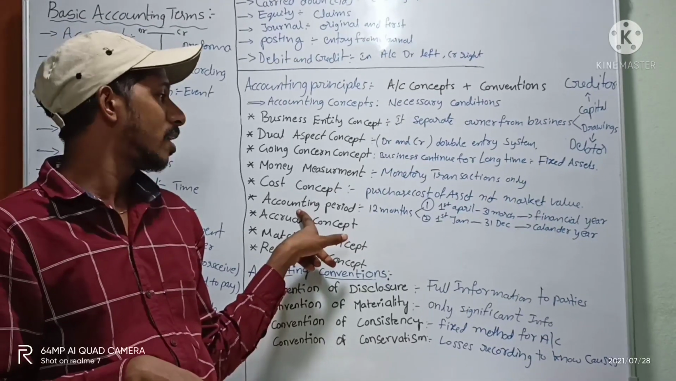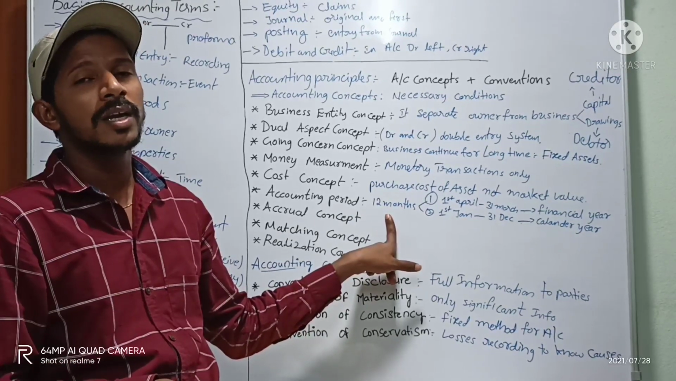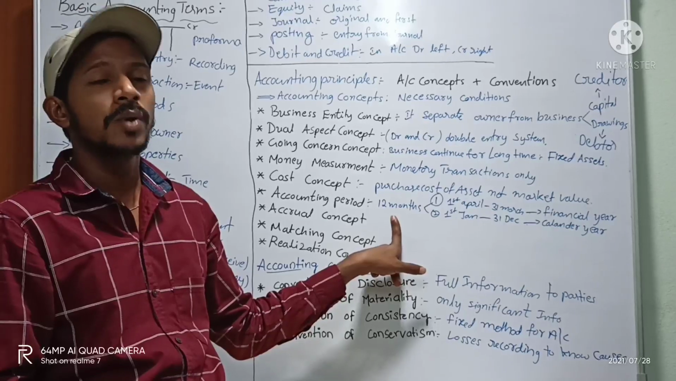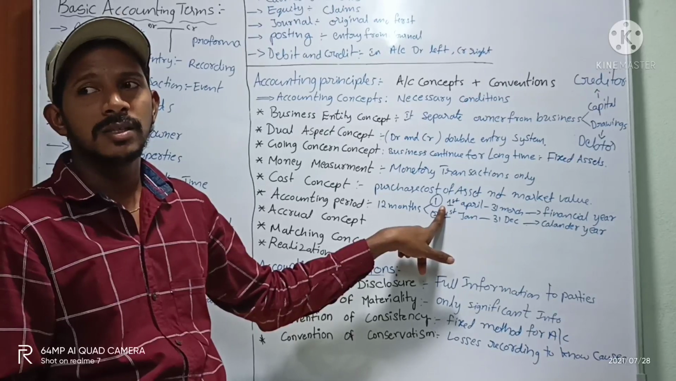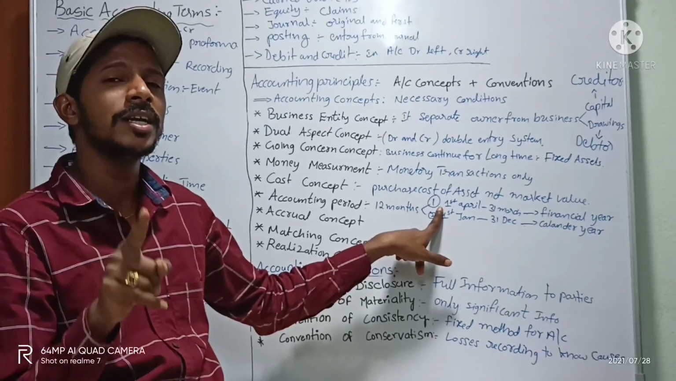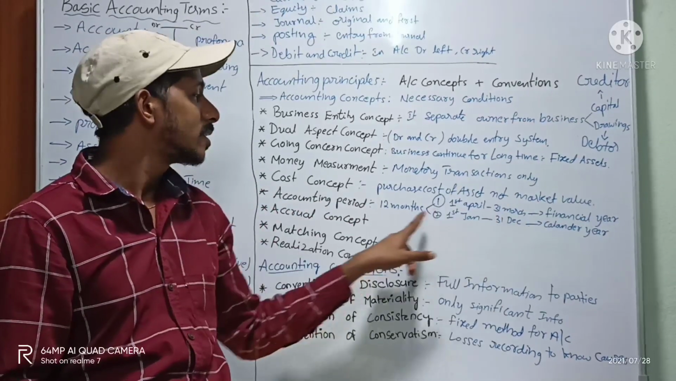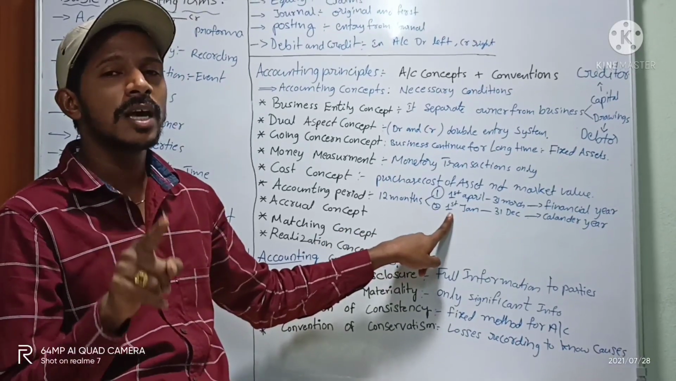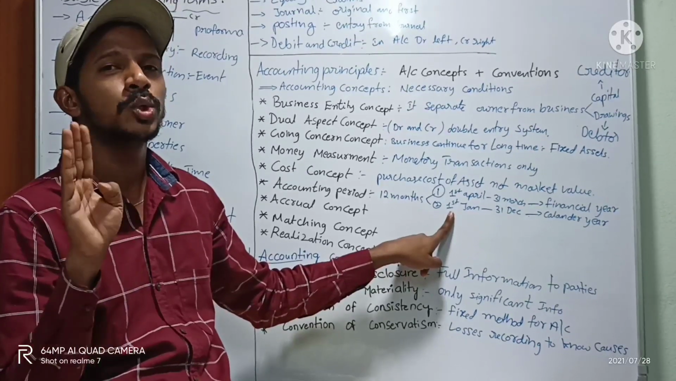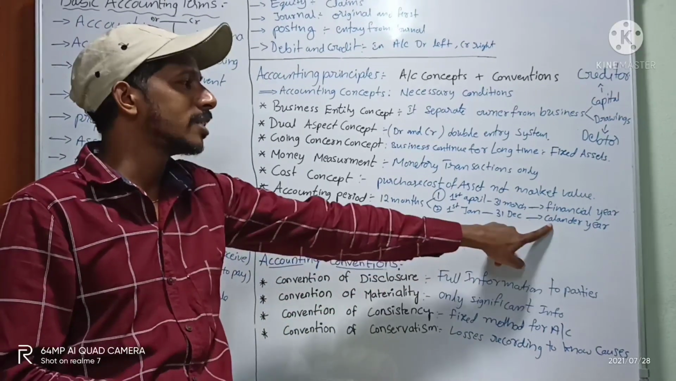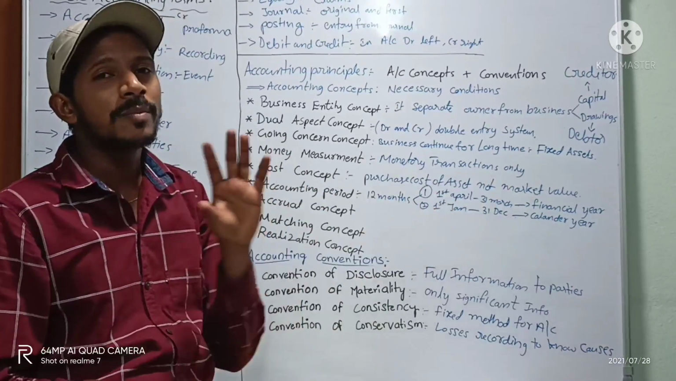Accounting period means the accounts we are doing for 12 months. It may be of two types. 1st April to 31st March, that we call a financial year. The second one is 1st January to 31st December. It contains 12 months, and you can see it is a calendar year. So 12 months means accounting period.